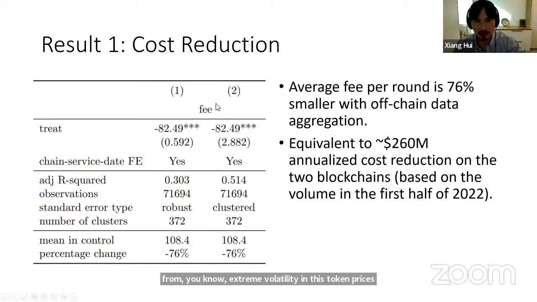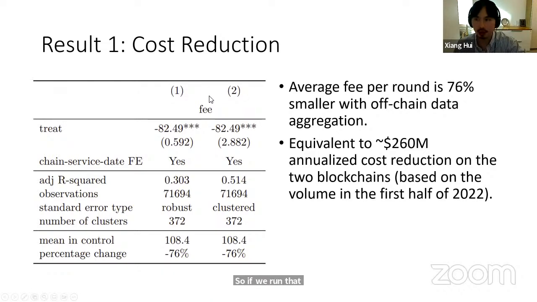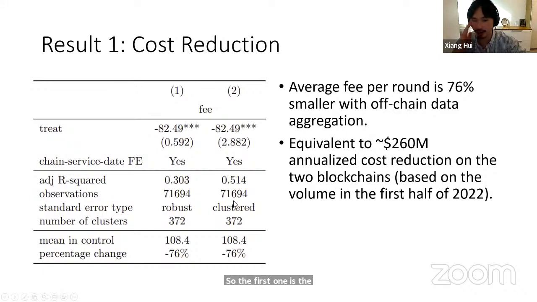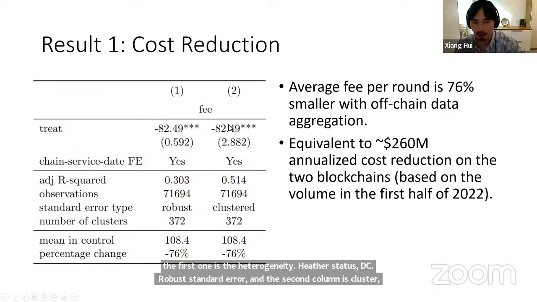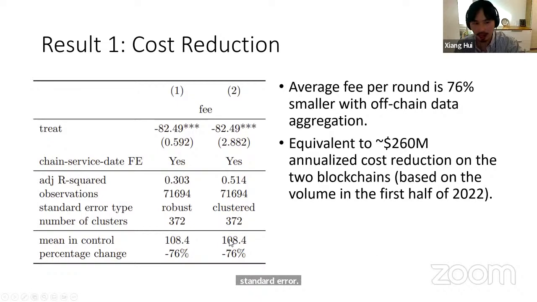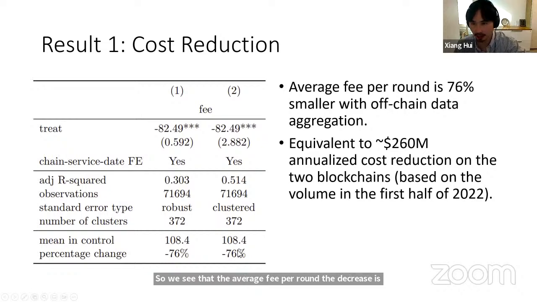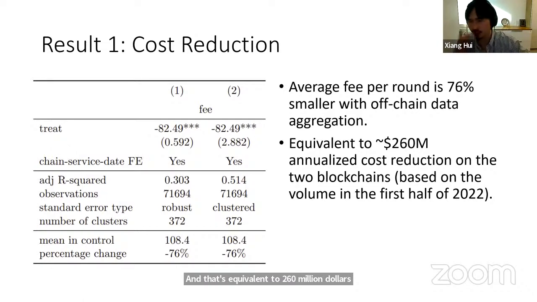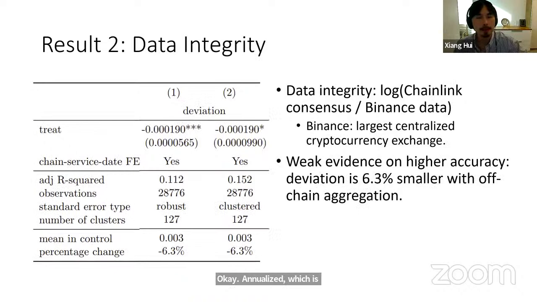So if we run that regression with fees, and by the way, the two columns correspond to how we cluster standard errors. The first one is the heteroscedasticity robust standard error, and the second column is clustered standard error. So we see that the average fee per round decreases by about $82, and given the control average, that translates into a 76% decrease. And we can compute that annualized cost saving based on Chainlink's volume, and that's equivalent to $260 million, annualized, which is a very large cost saving. So that's not very surprising. I mean, that's what the policy was intended to do.